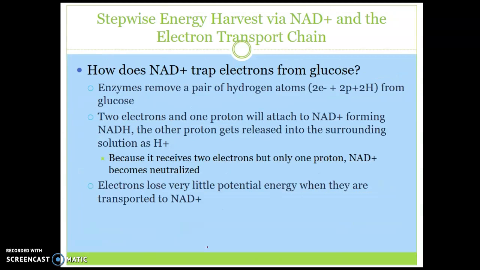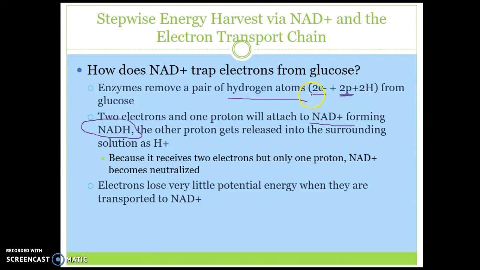So how does NAD plus actually get the electrons from glucose? Enzymes are going to remove a pair of hydrogen atoms. And remember, with these hydrogen atoms, you're going to have 2 protons and 2 electrons. So the 2 electrons and one proton are going to attach to NAD plus, and this is going to form what we call NADH. The other proton is going to get released into the surrounding solution as just an H plus ion.